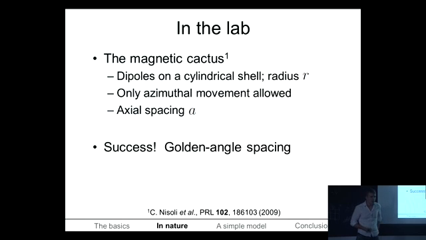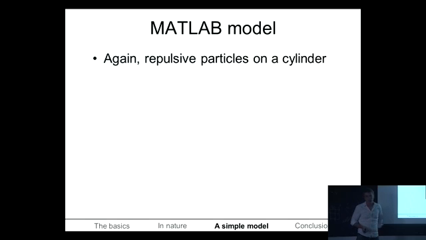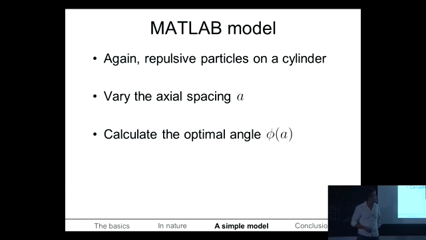because obviously they had a physical system. So I thought maybe it'd be a good idea to do a numerical model of this experiment where instead of having a fixed axial spacing, we can let the axial spacing vary. So we start from the same idea, repulsive particles located on the surface of a cylinder, evenly spaced. But now we allow the axial spacing to vary, and we determine the ideal angular separation between adjacent axial particles.